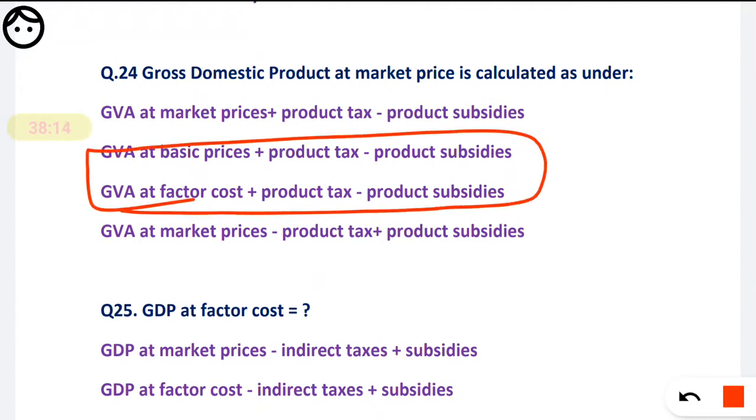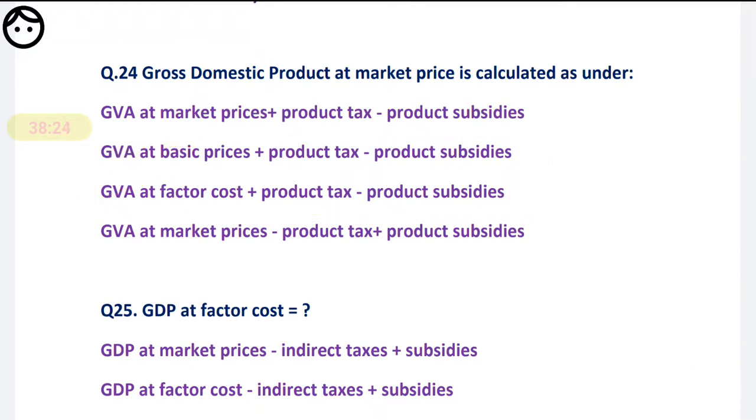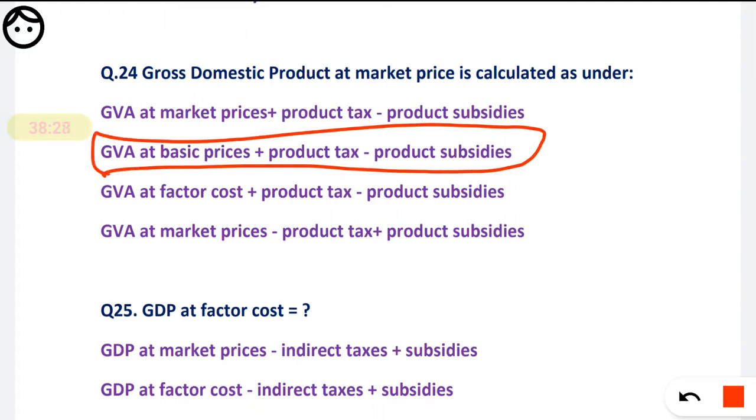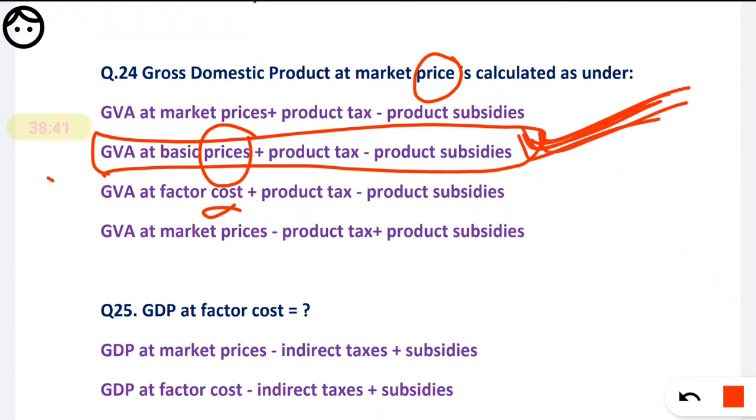Out of these two, one is the answer. I am not able to recall exactly whether it is basic price or factor cost. I think it is a price. I think it is basic price plus product tax minus subsidy, because we have to find it at a price, so here it should be the price, not a cost. So this is the most correct option. No need to discuss further.